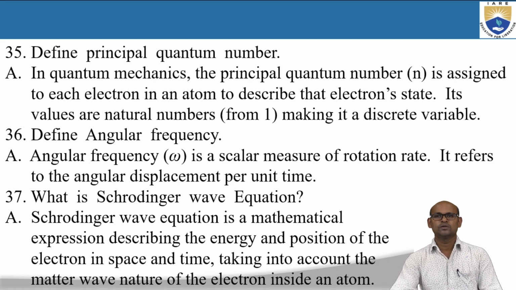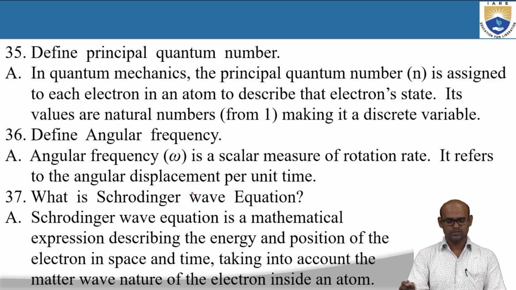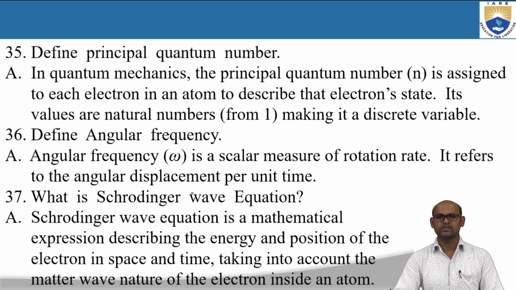Define principal quantum number. In quantum mechanics, the principal quantum number is assigned to each electron in an atom to describe that electron state. Its values are natural numbers from 1, making it a discrete variable. Define angular frequency. Angular frequency is a scalar measure of rotation rate. It refers to the angular displacement per unit time.